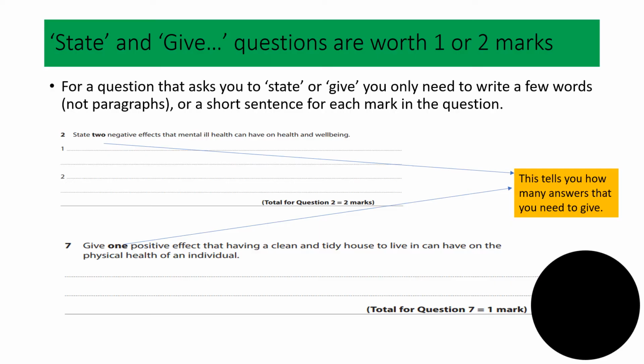The second question says, give 1 positive effect that having a clean and tidy house to live in can have on the physical health of an individual. So again, they're not asking for a huge paragraph. There's 1 mark up for grabs on the second one, so they just need to write some information that isn't going to take them all day. If you have a nice, clean, tidy house, there's less chance of a trip or a fall, or less chance of dust, which can cause respiratory conditions.